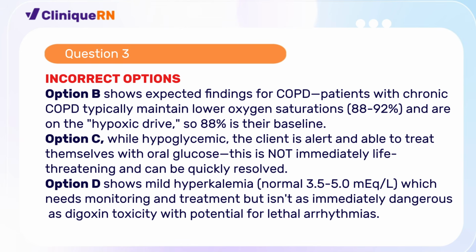Option B shows expected findings for COPD. Patients with chronic COPD typically maintain lower oxygen saturations of 88 to 92% and rely on the hypoxic drive, so 88% is their baseline. Option C, while hypoglycemic, the client is alert and able to treat themselves with oral glucose. This is not immediately life-threatening and can be quickly resolved. Option D shows mild hyperkalemia, normal 3.5 to 5.0 milliequivalents per liter, which needs monitoring and treatment but isn't as immediately dangerous as digoxin toxicity with potential for lethal arrhythmias.